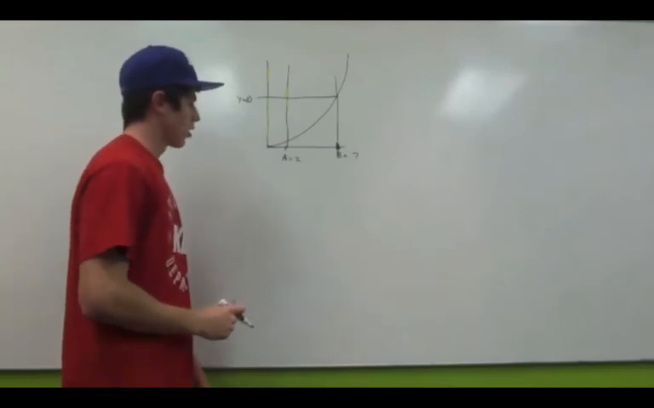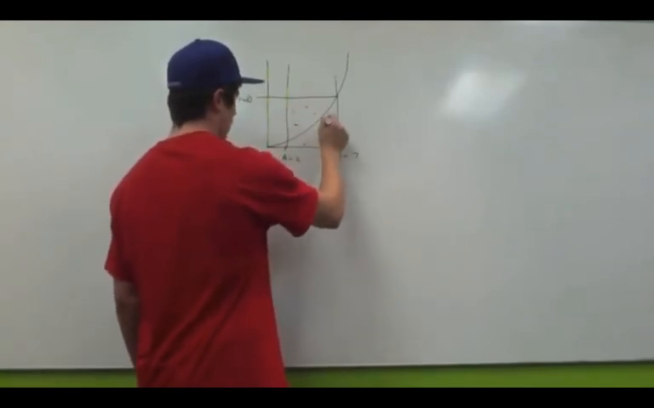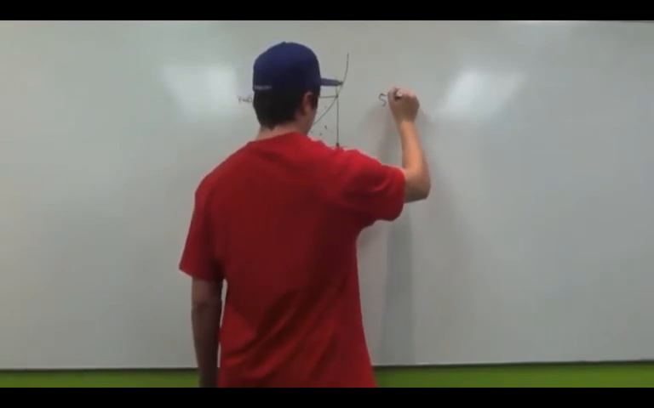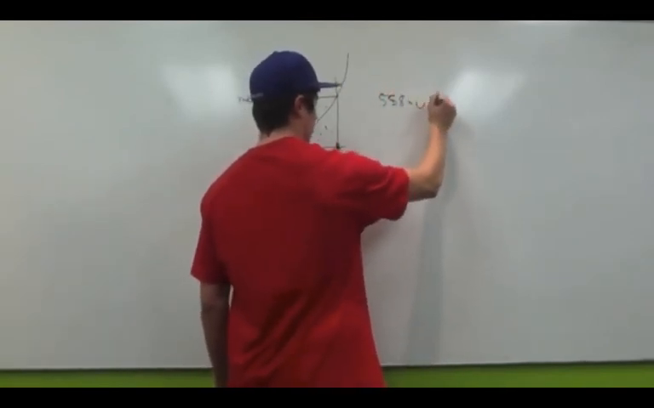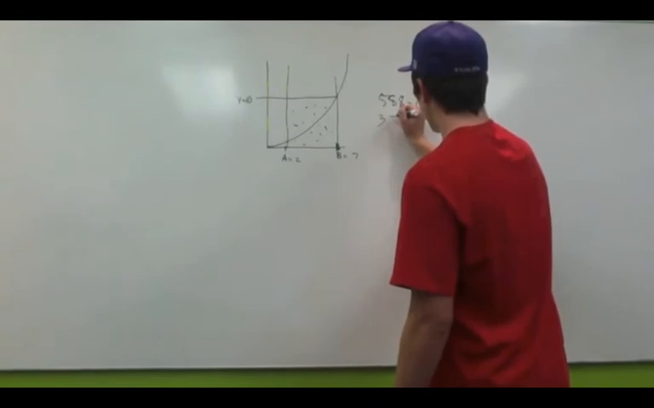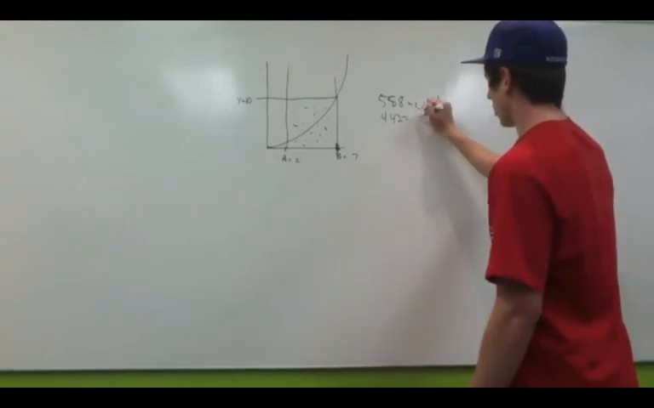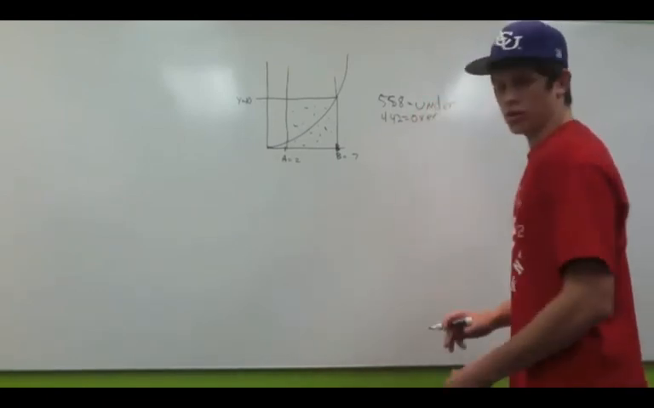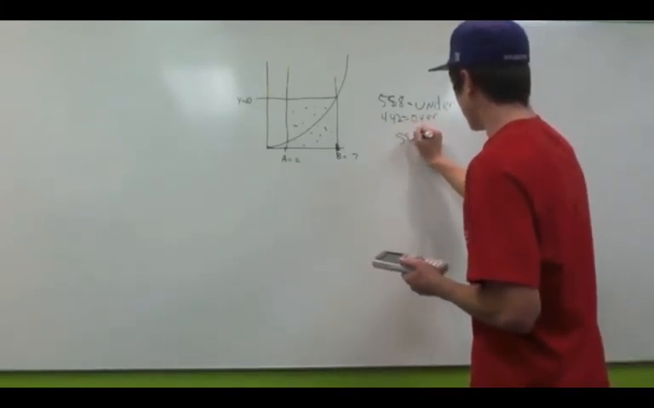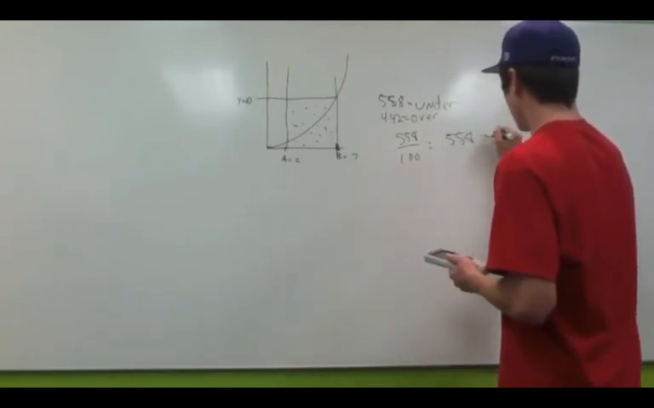And if we do the Monte Carlo method and we plot 1,000 random points all over here, we find that 558 of them are going to be under the curve and 442 will be over the curve. So if I have a calculator, we find that 558 over 1,000 is 0.558, which is our c value.